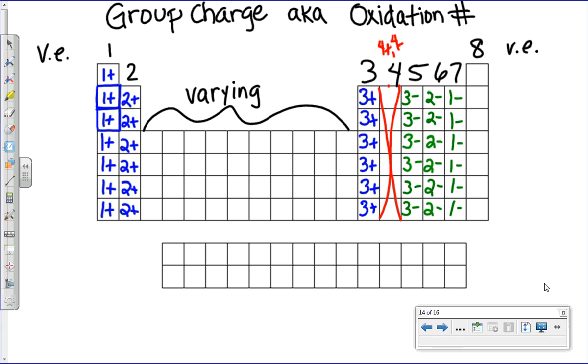What are the noble gases going to do to achieve stability? They're already stable, so their oxidation number is 0. And that's group charge. Ta-da!